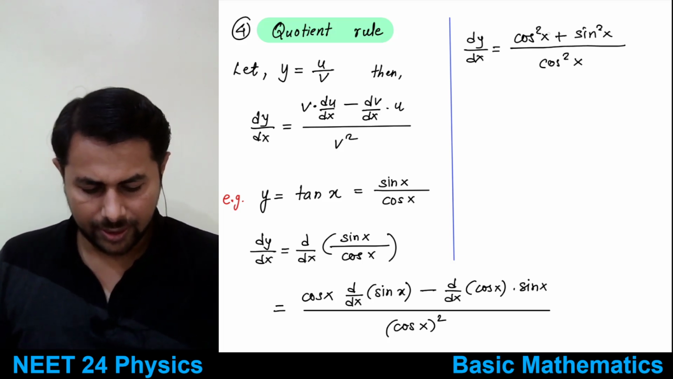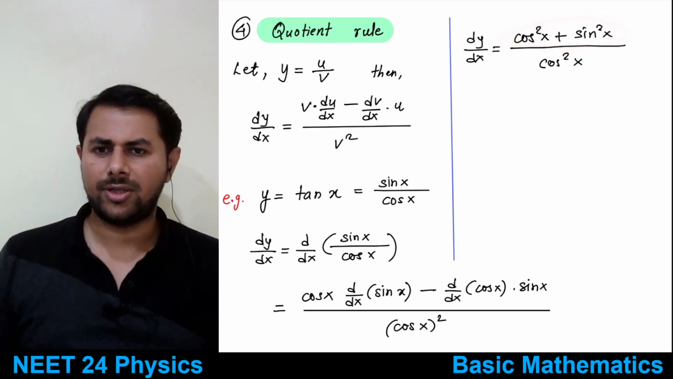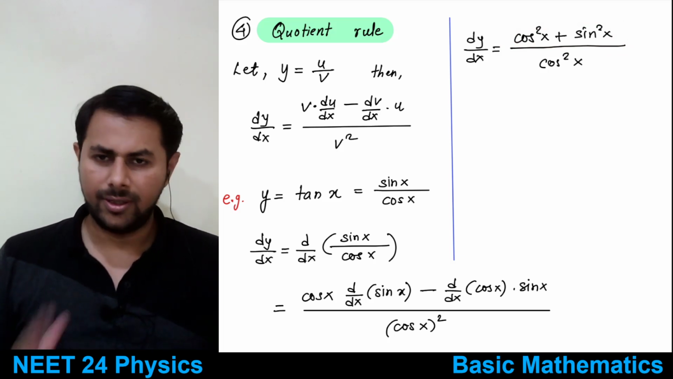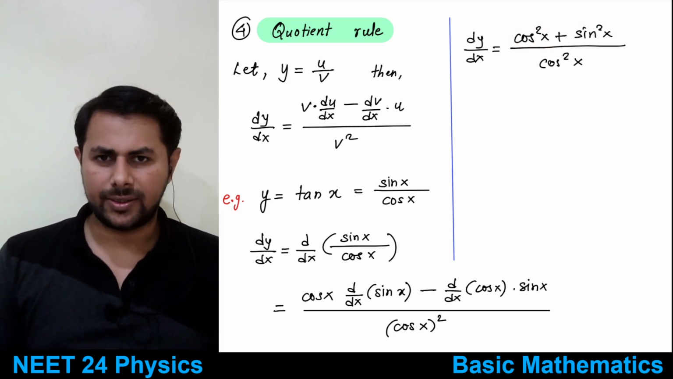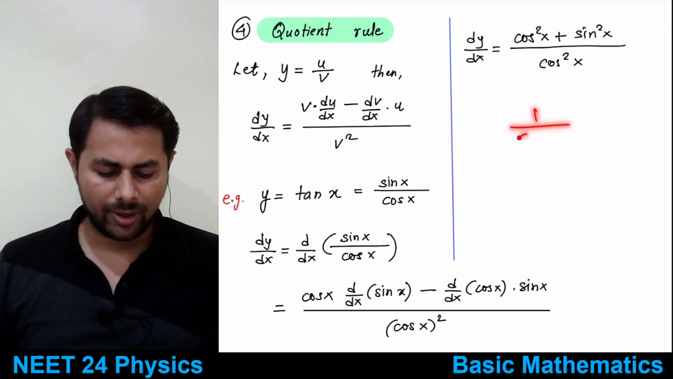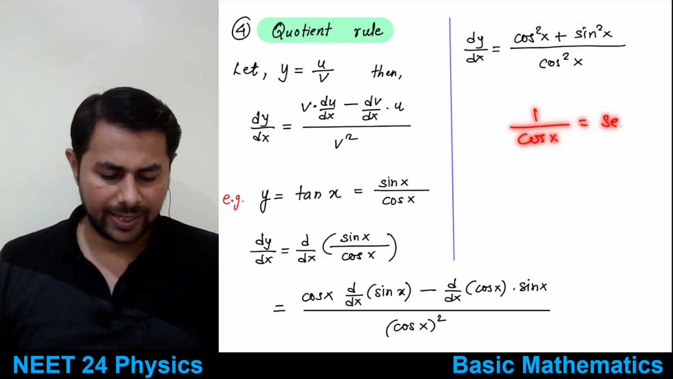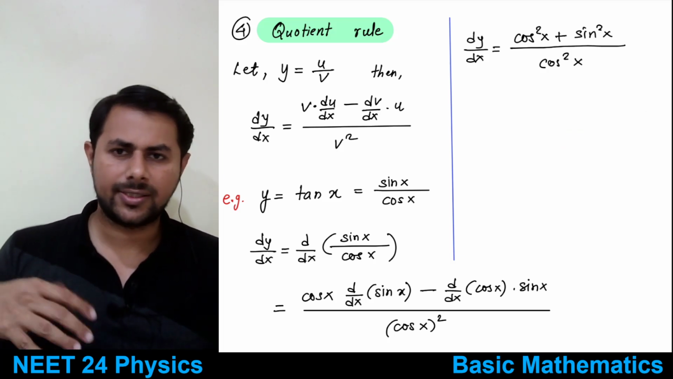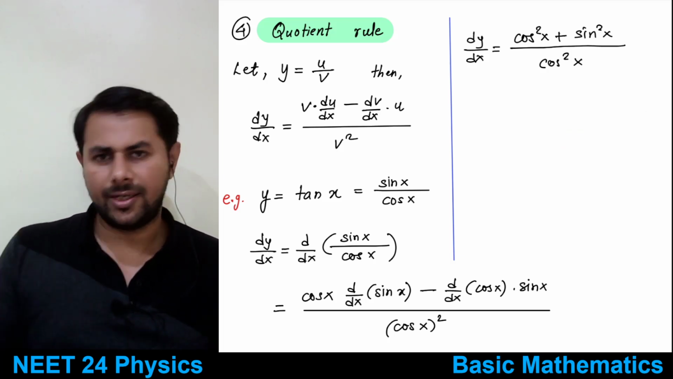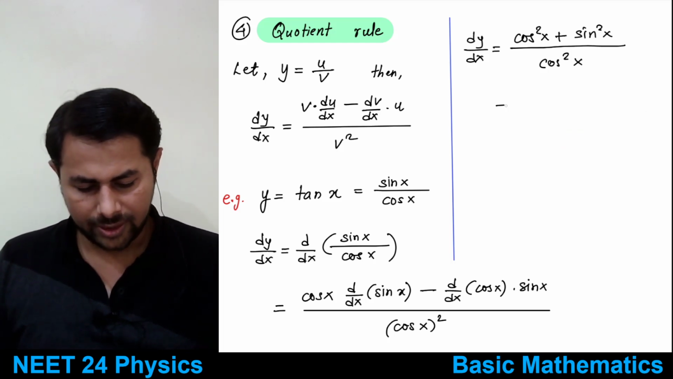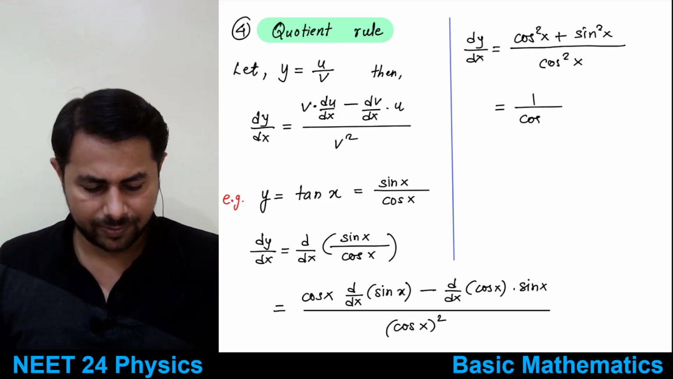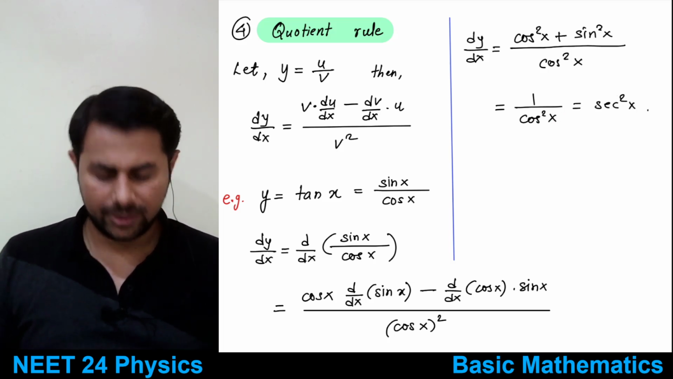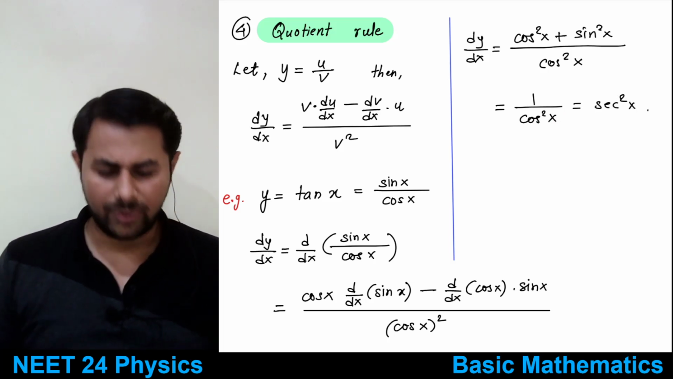So what is sin square x plus cos square x? That is equal to 1. Then you have 1 upon cos square x. We know 1 by cos x is sec x, or secant x, so 1 upon cos square x will be secant square x. This is the derivative of tan x, so you got another formula.